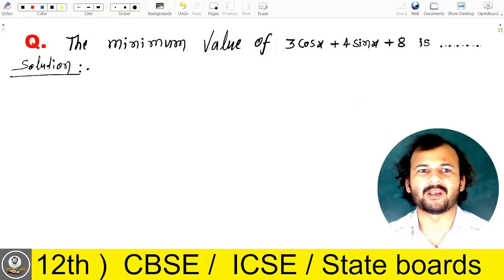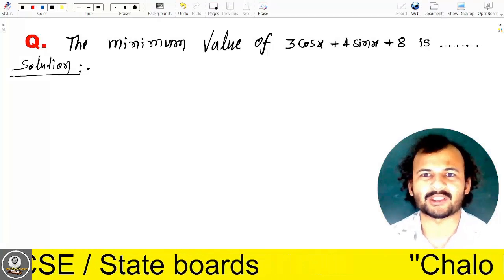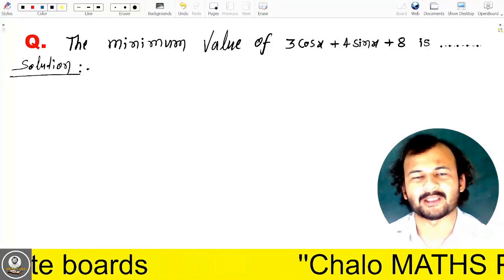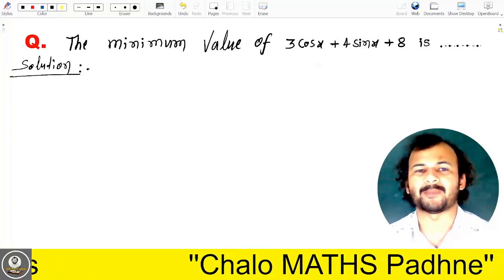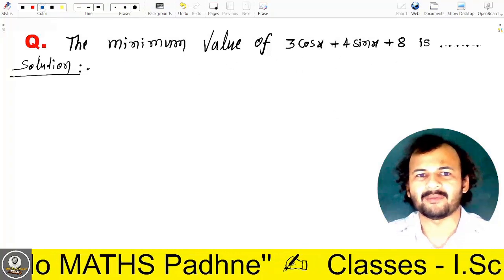Dear students, we have a question. The question is: the minimum value of 3 cos x plus 4 sin x plus 8 is. We have to find the minimum value of this expression, right? How can we find its minimum value?